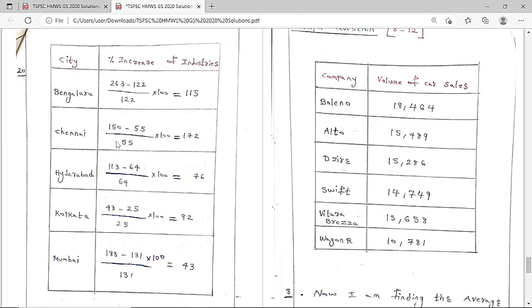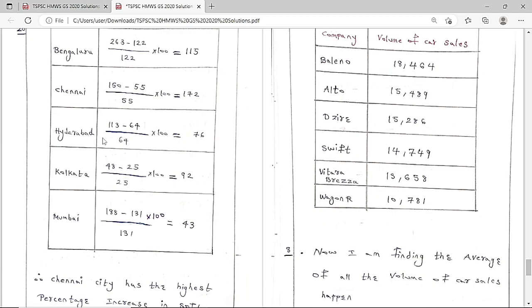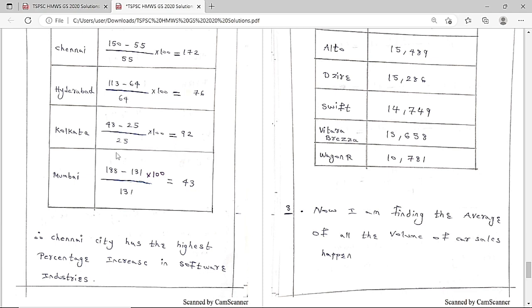So we can say Chennai city has the highest percentage increase in the software industries. So this is the correct solution of this question.